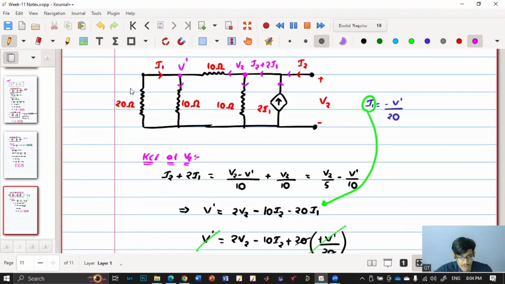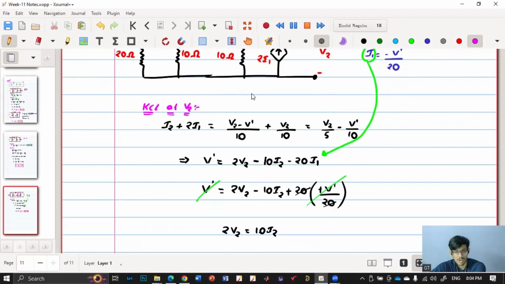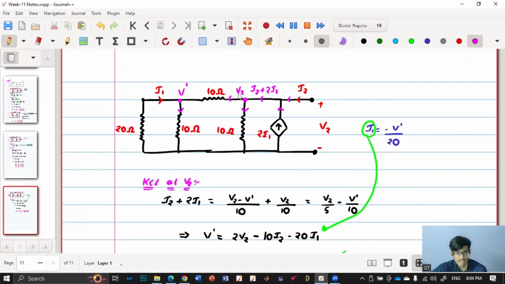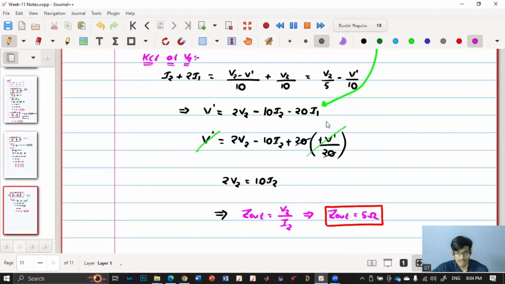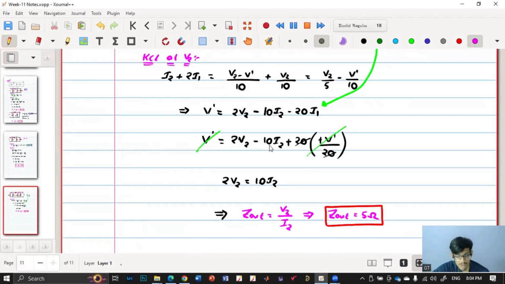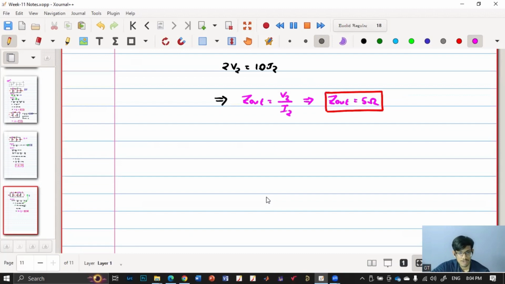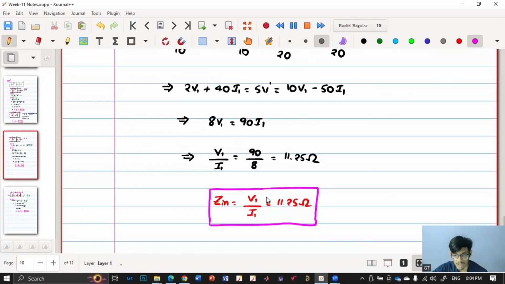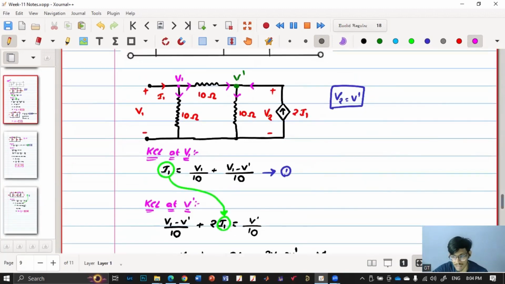In the other case, they have connected 20 ohm here and they're asking V2 by I2. So we have applied KCL at V2, and then I1 is also nothing but minus V dash by 20. Then we have substituted here, and then we directly got it without applying KCL at the other point. So this is our problem 4. Just to summarize today's session.